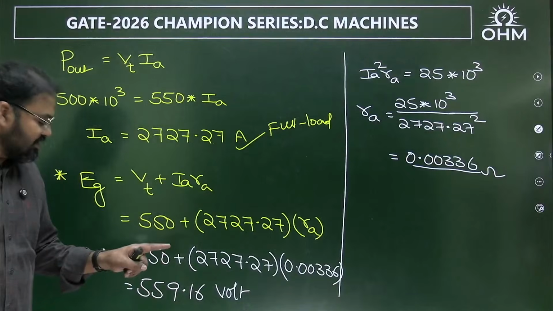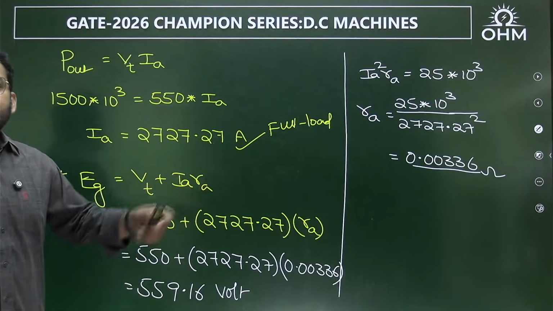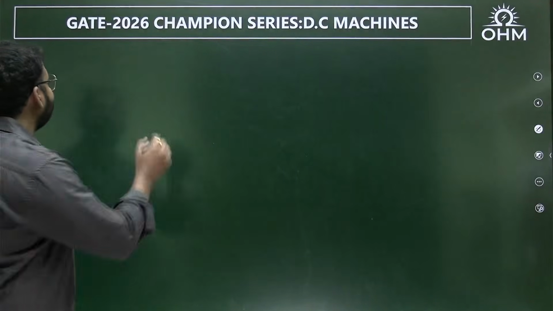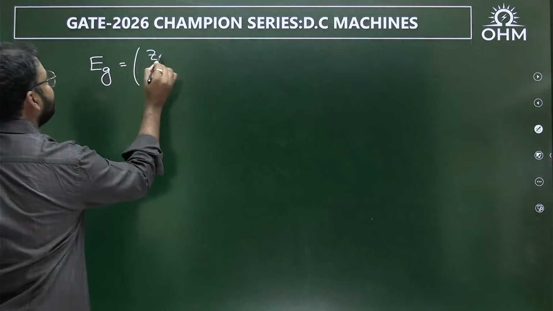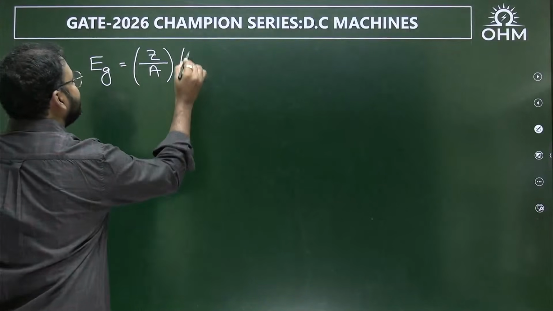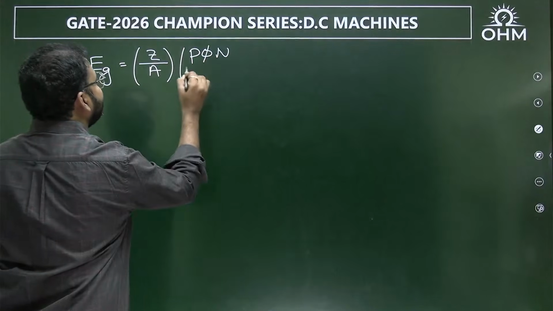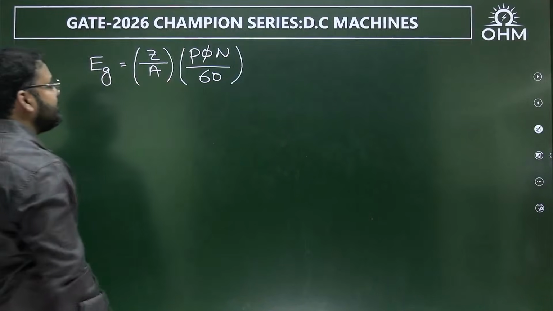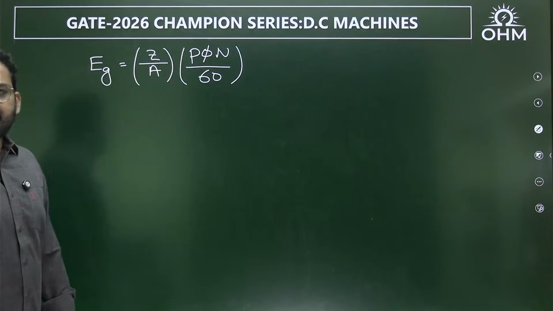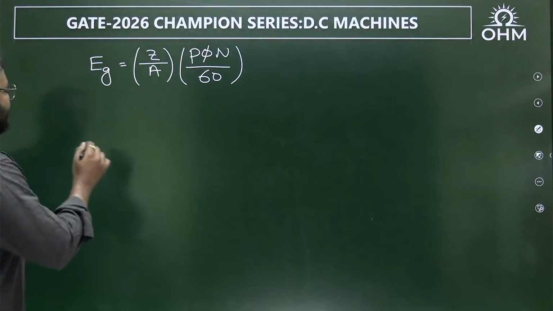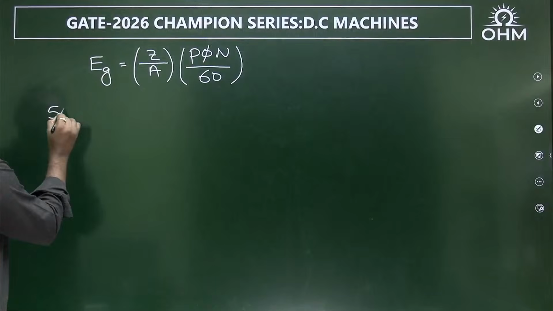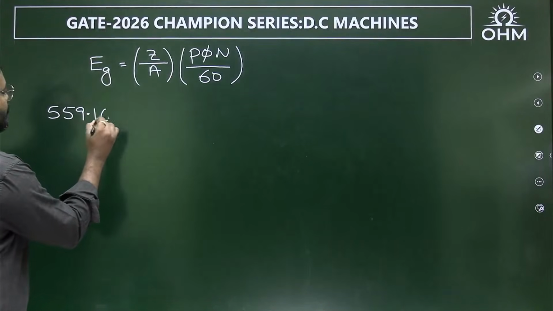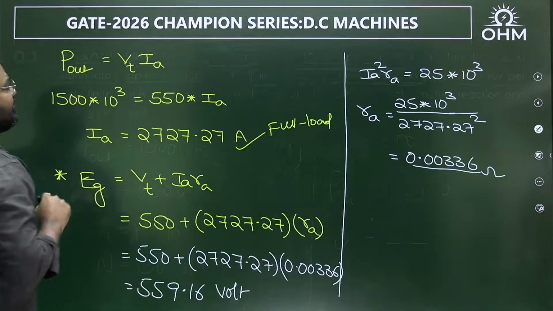Now, the moment I got the generated EMF value, I can find out flux per pole. What is the formula for generated EMF? In case of a DC generator, generated EMF is equal to Z by A into P phi N by 60, correct? Z by A into P phi N by 60. Now we got generated EMF 559.16.